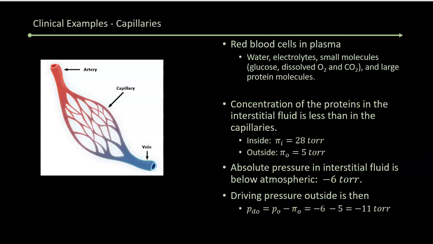In this segment, we're going to talk about capillaries. All right, so in our capillaries, which connect our arteries to our veins, we have red blood cells, water, electrolytes, small molecules, large protein molecules, and the walls of the capillaries, the membranes that are the capillaries, are porous to glucose, O2, CO2. And not to the large proteins.